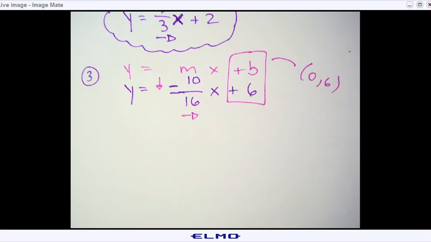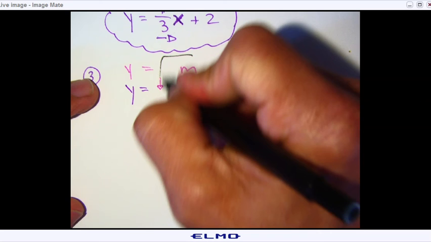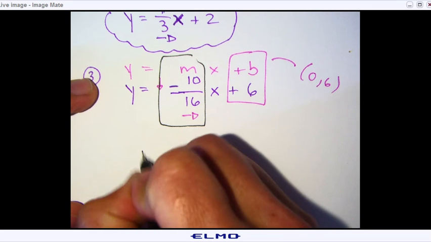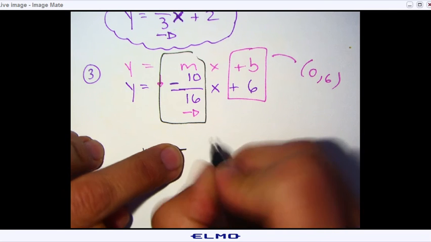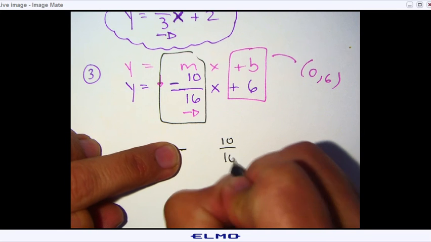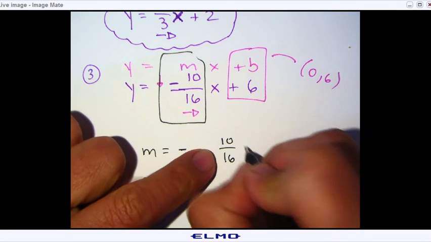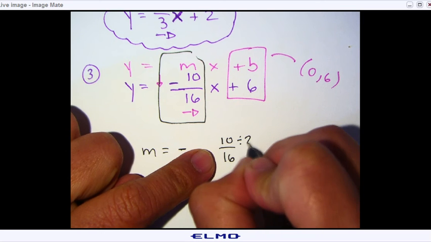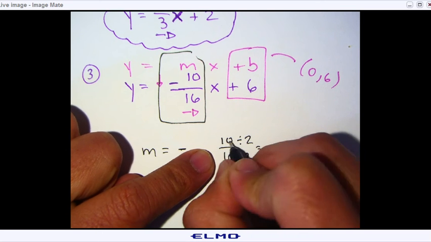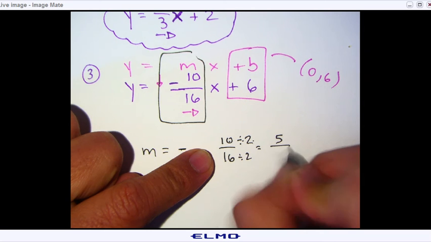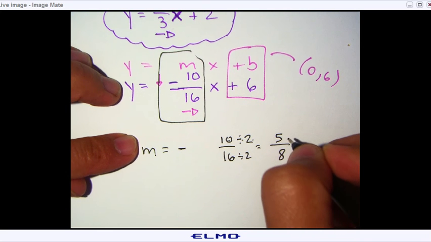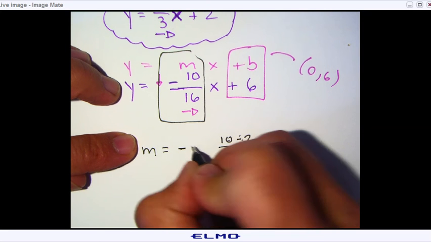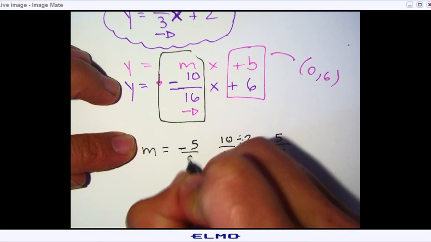So what do we got to do? We have to simplify it. We got to simplify the m. All right. So there we go. What's my new m? So we know it's going to be a negative, right? So let's just simplify 10 over 16. Now 10 over 16, I could divide by 2. And 10 divided by 2 is 5, and 16 divided by 2 is 8. Can I simplify more? Nope, that's it. So my new m is -5 over 8.